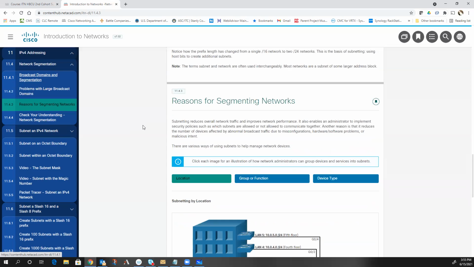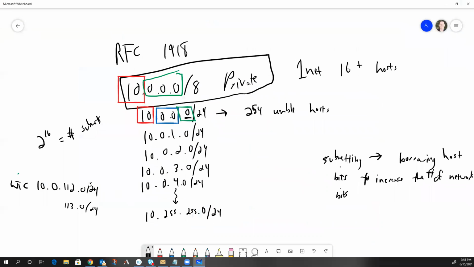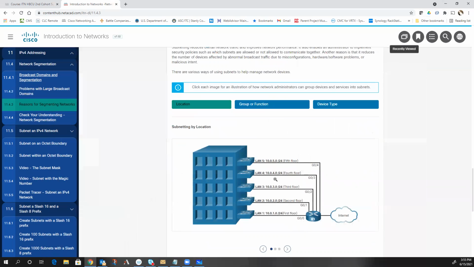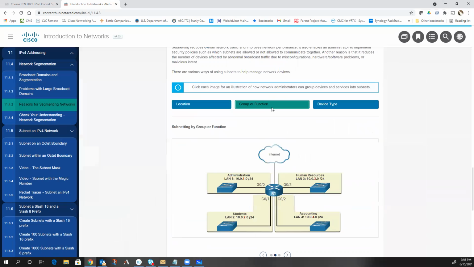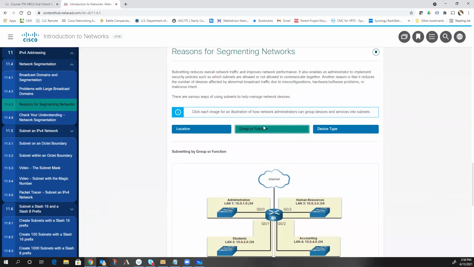Okay. Other reasons for segmenting, one is location, just like I talked about in my example. We could subnet by room so that each room is a separate subnet so that traffic is separate from one another. We could do it by group or function. So you could put administrators together. You could put human resources, students, accounting. You could do it by group or function.